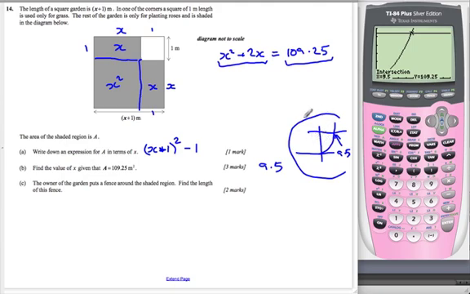And another way we could do it, still using a calculator. So we just take this again, but we get it equal to 0. x squared add 2x minus 109.25 equals 0. So we had a quadratic equation. We put it equal to 0. We can use polynomial to solve it.